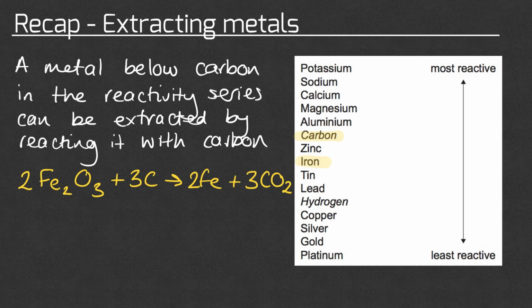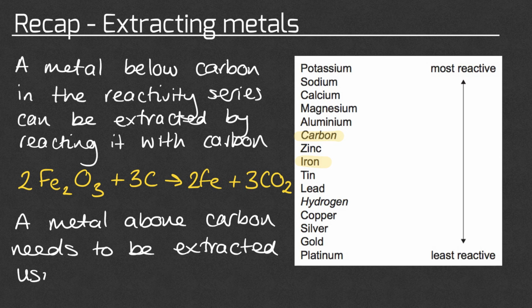So for example, if we looked at iron, that's underneath carbon in the reactivity series. Iron ore is found as iron oxide. So if we react the iron oxide with the carbon, we get iron and we make carbon dioxide. So this is how the metal is extracted by using carbon. However, if a metal is above carbon in the reactivity series, this means the metal is more reactive than carbon. These metals can't be extracted from their ores by reacting with carbon. Since carbon is less reactive than these metals, it can't take the oxygen from those metal ores to form carbon dioxide, so no reaction will happen.